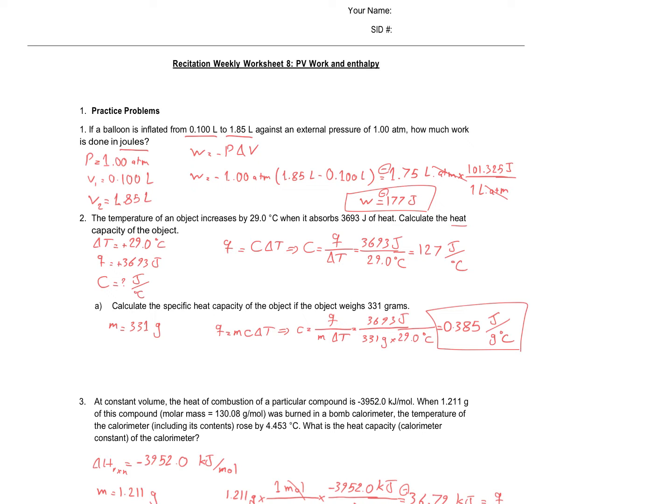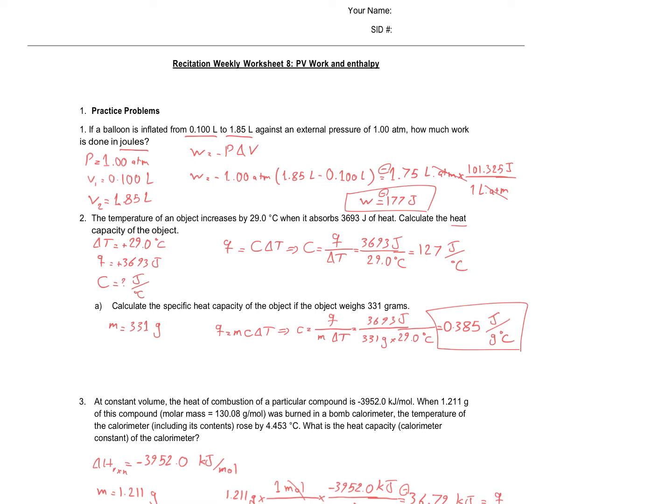What is the unit? The unit is liter atmosphere. The question is asking the work in joules, so you have to do a conversion. So 1 liter atmosphere is 101.325 joules, so you do the conversion, and the amount of work in joules is negative 177 joules.